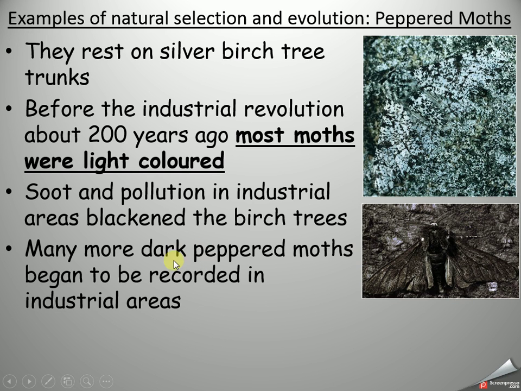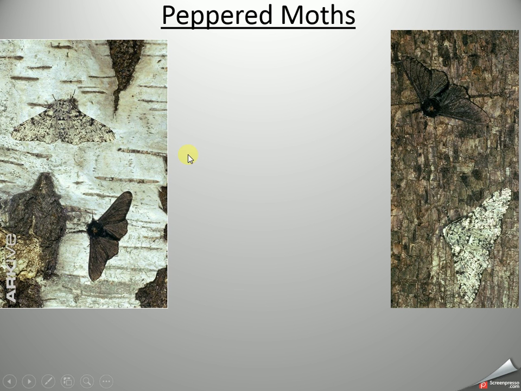Okay, and so now many more dark peppered moths like this one began to be recorded in those particular areas. So why are we getting more of these? Well, it's all got to do with camouflage. Okay, so in the light area, which one is more standout? This one. Which one is more likely to get eaten by birds? This one. Which one is more likely to survive and pass on its genes to the next generation? This one.